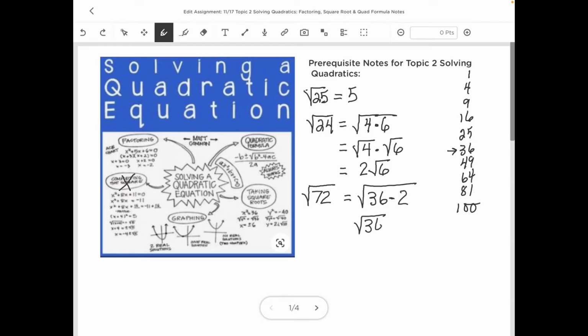Then you separate them as their individual square roots. Whoops, that would be a 2. And then you simplify the perfect square. So the square root of 36 is 6 with root 2 left inside. And that is simplifying a square root. And we're going to utilize that today when we're solving.